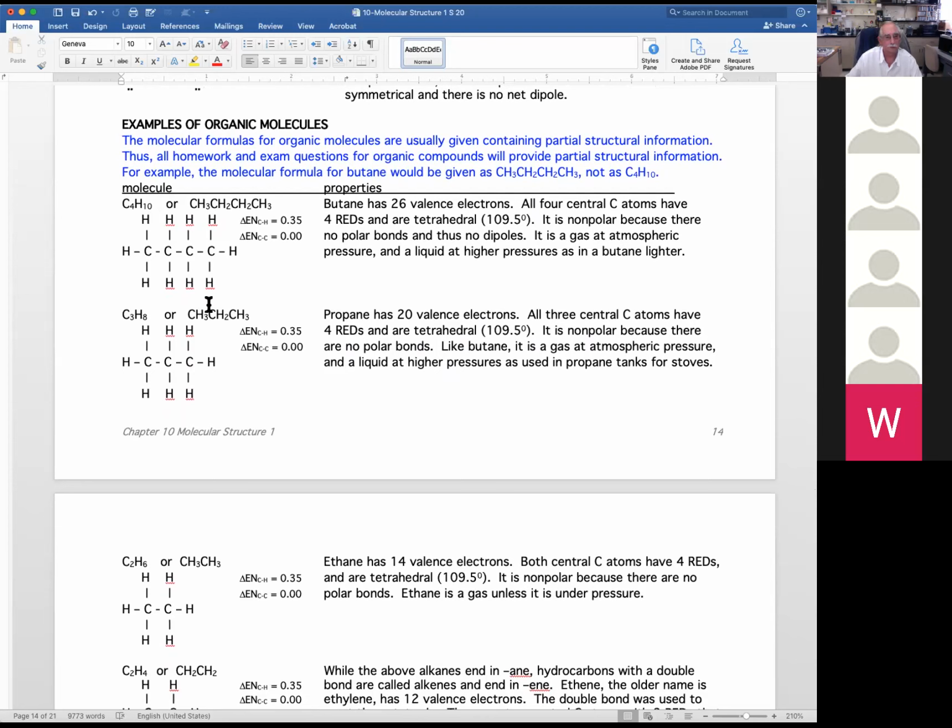Here's the complete structure. So that carbon is bonded to that carbon, which is bonded to that carbon, which is bonded to that carbon. That's how we get this, right? And then every carbon is going to have 4 bonds, so you have enough to make everything saturated with hydrogen. So if you look at the difference in electronegativity, there's nothing in here that's polar.